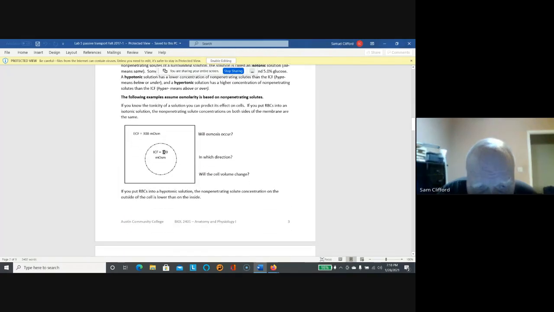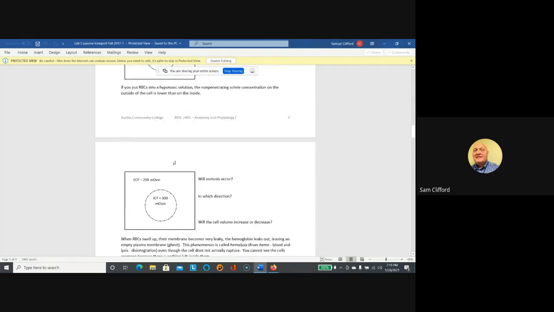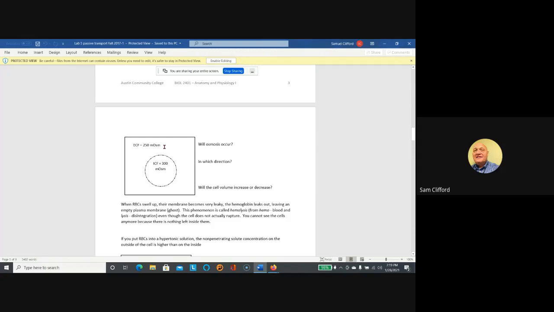So if I have a red blood cell and it has 300 milliosmoles as its concentration, and outside the solution has 300 milliosmoles, water will move in and out and there'll be no volume change. If you put a red blood cell in a hypoosmotic solution, because its concentration is less than the cell's concentration, water is going to move into this red blood cell because there's less dissolved material and more water. So the net effect will be that water will move into this cell and cause it to burst.